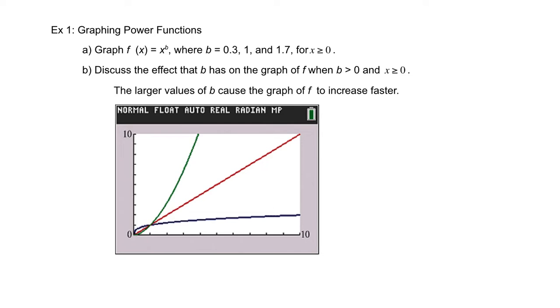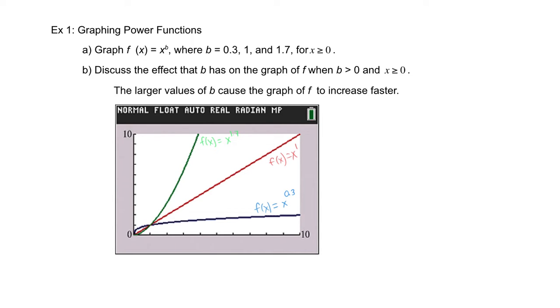The larger value of b causes the graph of f of x to increase faster. So the steepest one is f of x equals x to the 1.7. This one is f of x equals x to the 1, that's just a line, y equals x. And this one is f of x equals x to the 3/10, 0.3.